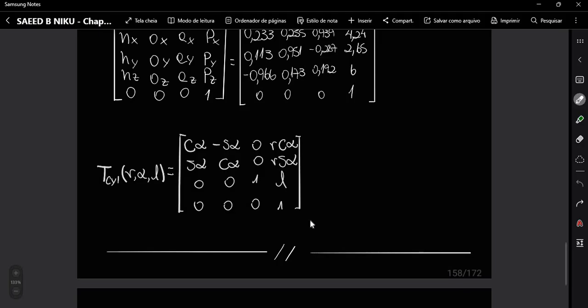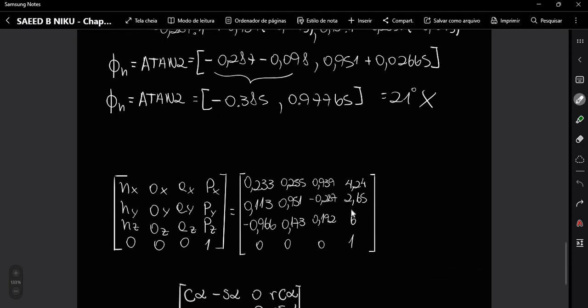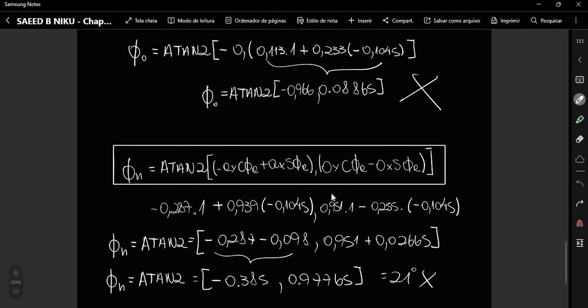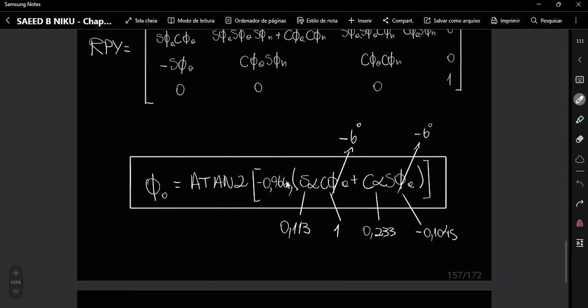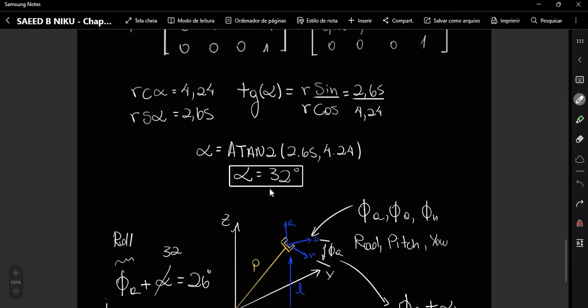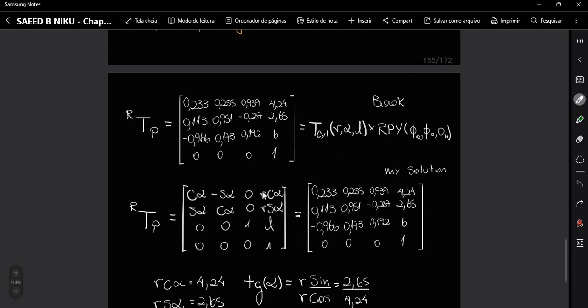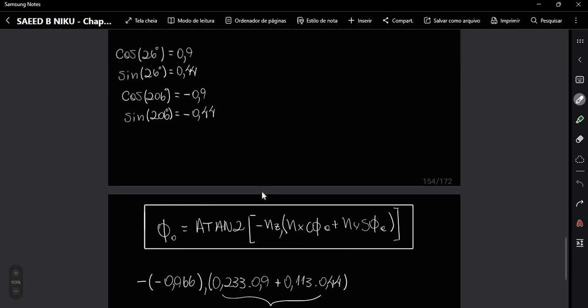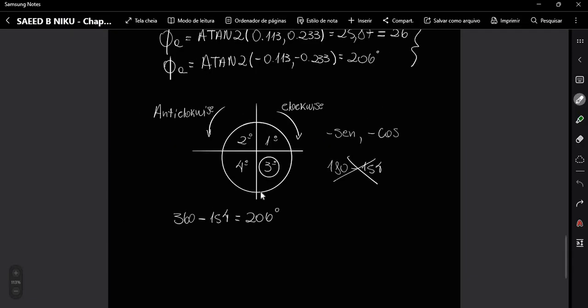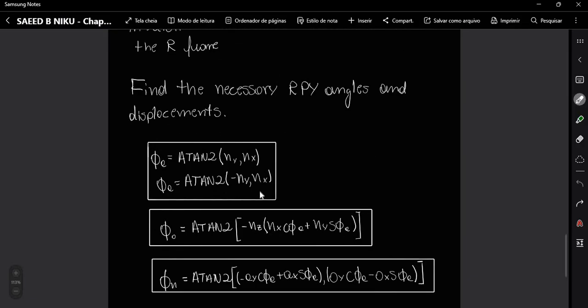But instead of doing this, remember that I said we have two ways to solve these examples, and the second way is exactly to solve for phi n, phi o, and phi a, but using the solutions for the cylindrical coordinate system. Let's do a quick review so you can better understand what I'm trying to explain to you.